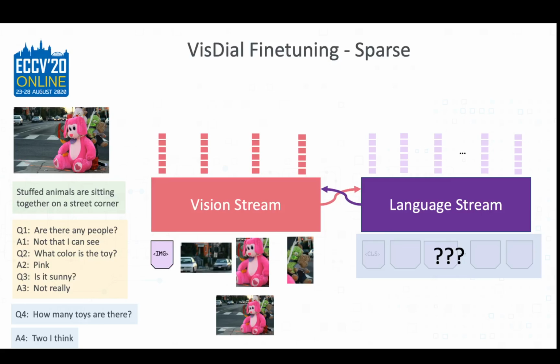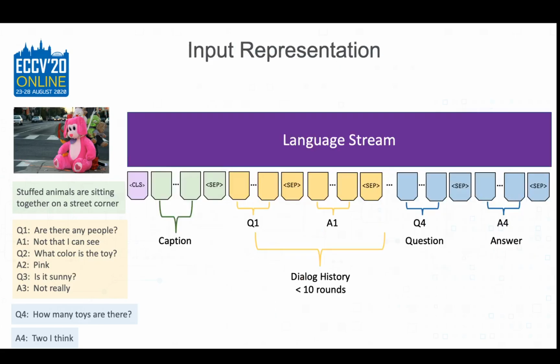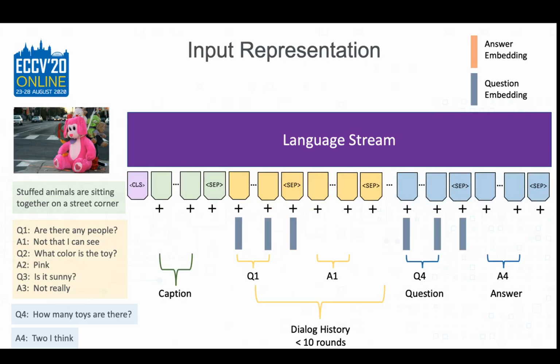We do not change the input representation for the image stream compared to the conceptual captions and VQA pre-training. However, for the language stream, we do the following. We append the caption, the question-answer pairs in the dialogue history, the current question and the candidate answer, and delimit them with the SEP token. We also add question embeddings to the question tokens and answer embeddings to the answer tokens to help the model understand the concept of a dialogue round.